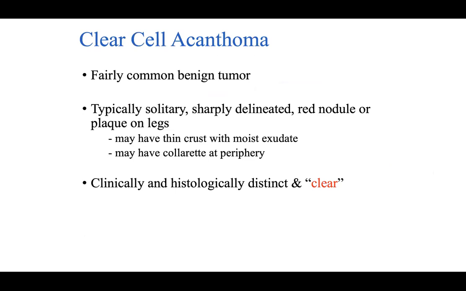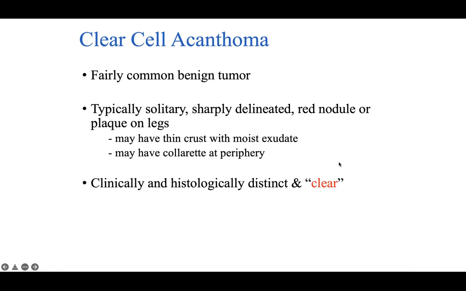Clear cell acanthoma is mentioned in the psoriasiform reaction pattern because it looks a lot like psoriasis. Now, it's not a rash, it's actually just a single lesion. It's a fairly common benign tumor that presents with solitary, sharply delineated red nodules or plaques on the legs. Many have thin crust with moist exudate. They may have a collarette at the periphery. You'll see why they often do have some crust and exudate. I'll show you that there's a nice clinical pathologic correlation here.